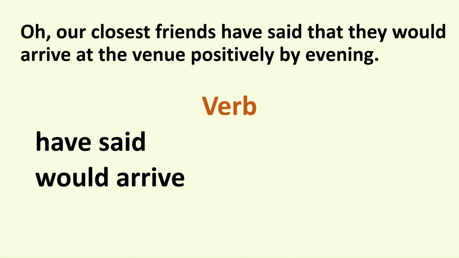Here we have two verbs. Although each verb is two words, it's considered as a single verb. Friends, noun requires verb. So the verb is have said. So have said is one verb. They as a pronoun also requires a verb because these are subjects. To know more about subjects, see the noun videos. Would arrive. That is the second verb for the second subject, they.